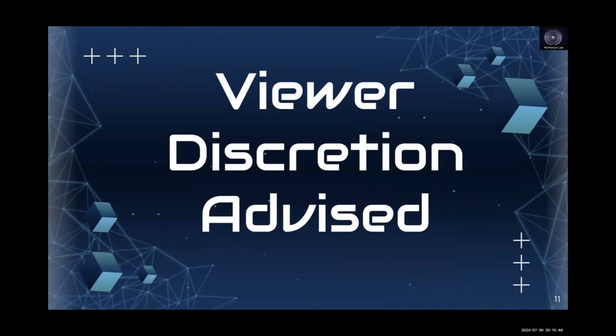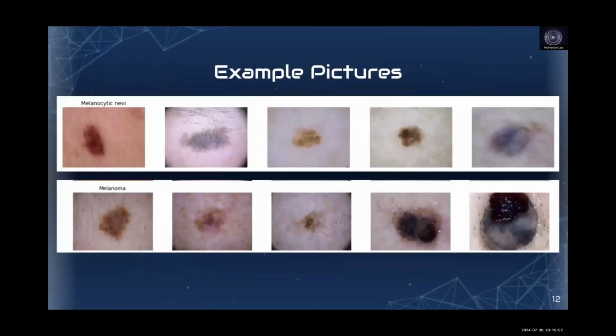And the next slide has some pictures that should be viewed at your own discretion, as they may be disturbing to some audience members. Here are some pictures of melanocytic nevi and melanoma from the HAM 10,000, which are the more common types of cancer in our data set.